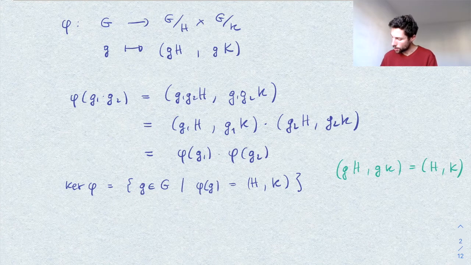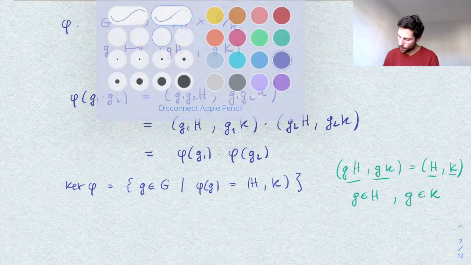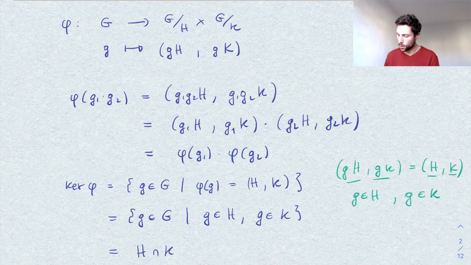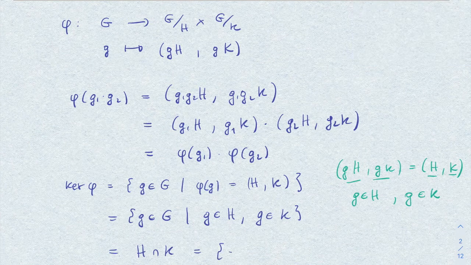So for the first condition that gH is equal to H, we need to have g in H, while for the second condition that gK is equal to K, we need to have g in K. Therefore, this is just equal to the set of g in G such that g is in H and g is in K. And this is obviously the intersection, which by our assumption coincides with the trivial group generated by the identity.